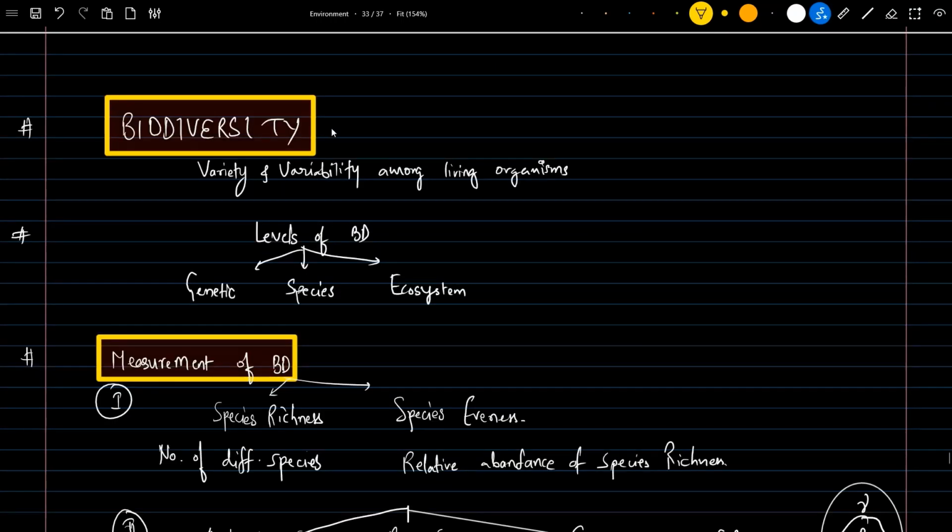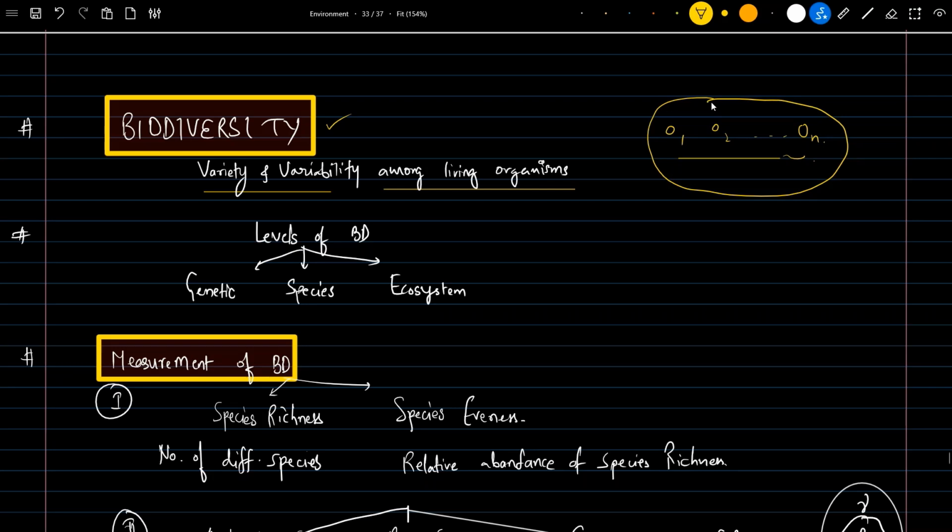Now let's understand biodiversity. It is simply defined as variety and variability among living organisms. Let's say there is organism 1, organism 2, and so on up to organism n. How different they are is known as biodiversity. It is essential in an environment to have different varieties of organisms and different variabilities present in these organisms.